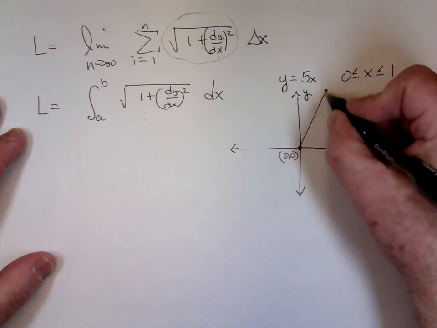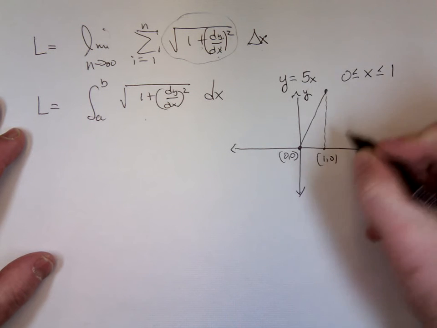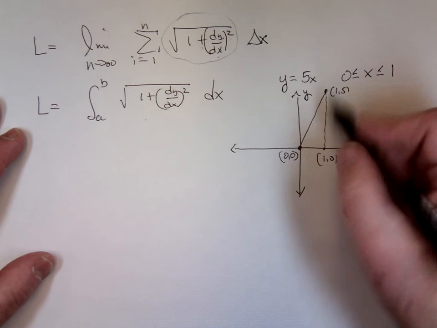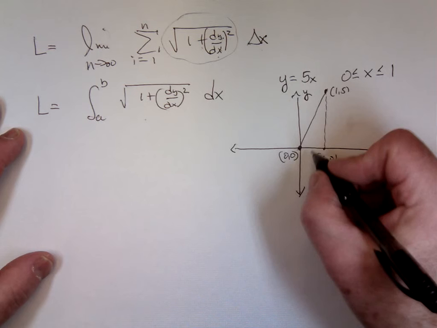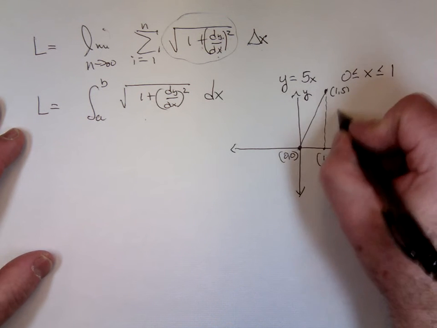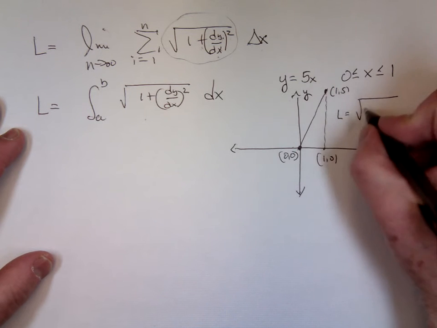We're supposed to pretty much find the hypotenuse. Yeah, that's exactly right. That's all we're going to do here. So the length of this curve is the hypotenuse of this right triangle, which is what Nick just said. Or use a distance formula. The length of this curve is going to be the square root of 1 squared plus 5 squared, square root of 26.